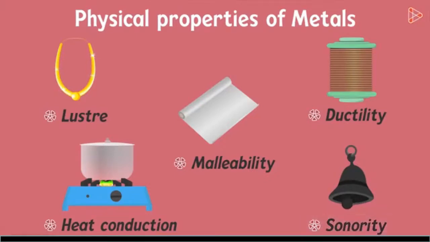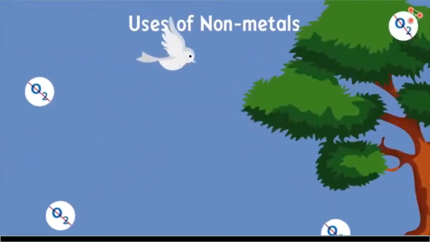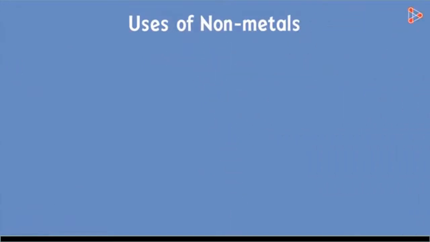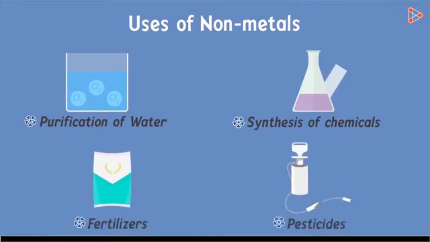Now, can we say that metals are used in almost every commodity that we use in daily life? Absolutely. So are metals more important than non-metals? Not really. Even non-metals play a major role in our daily lives. Just imagine if we had no oxygen in the air. There would be no life. Not only this, but several important processes like purification of water and synthesis of important chemicals employ many non-metals. Many fertilizers and even pesticides are made out of non-metals.